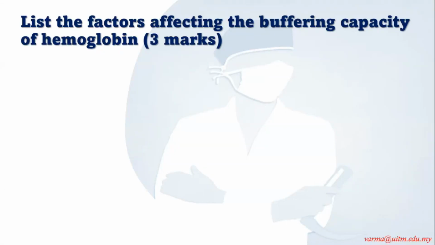Okay, next we go into the next question. This is a straightforward question saying list the factors affecting the buffering capacity. List. It's already given you the keyword list. So you're only going to list 3 factors. By mentioning only 3 factors, can you get 3 marks? No. You have to slightly give an explanation to it.